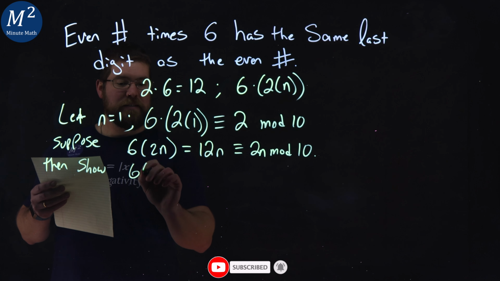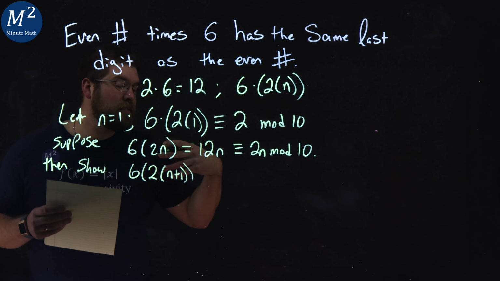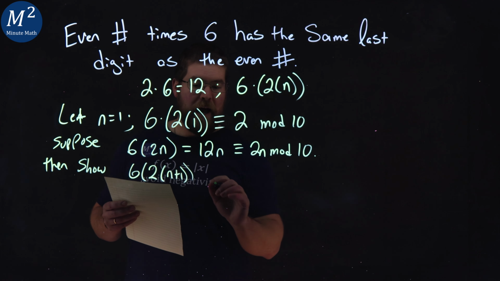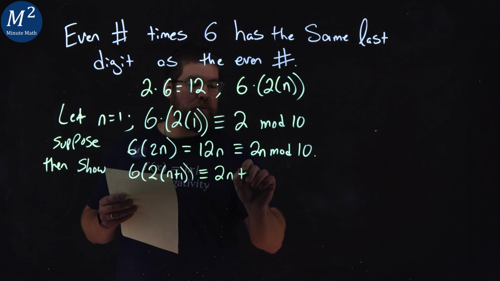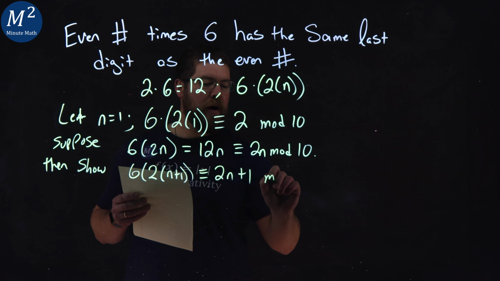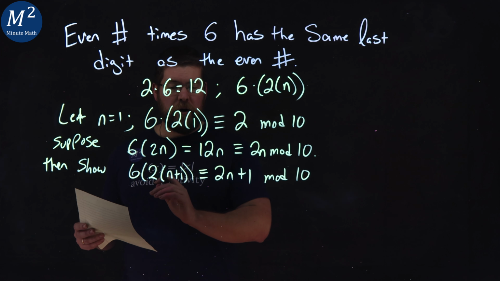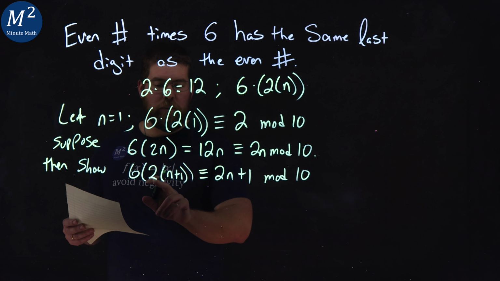So then we need to show that 6 times 2 times (n plus 1), for the next n value after whatever we chose n to be, the same thing actually happens. That this is equivalent to 2(n plus 1) mod 10. So let's write this out. We have 6 times 2 times (n plus 1). Let's multiply the 2 across.